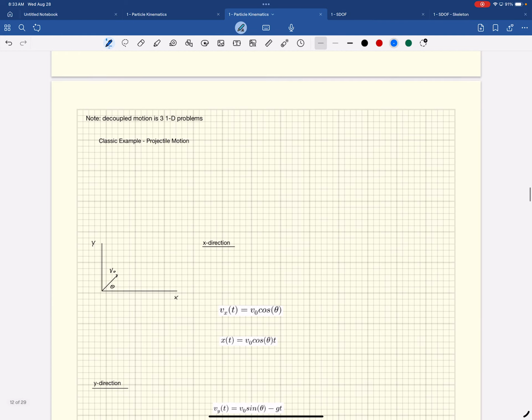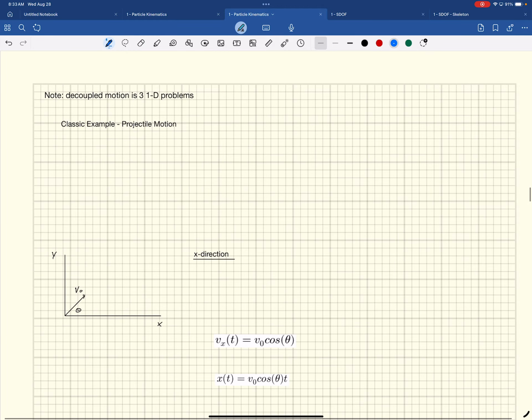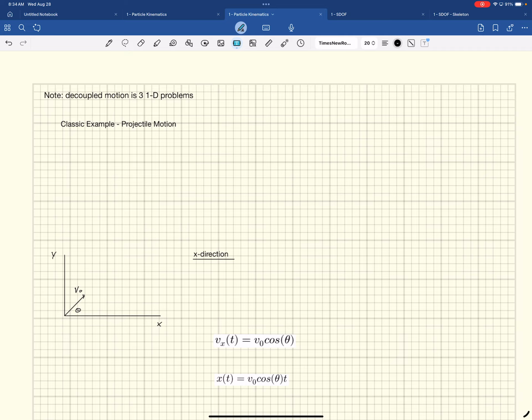All right. So note, decoupled motion is three 1D problems. I've said that multiple times, right? A very classic example when you're talking about decoupled motion like this is projectile motion, right? And these are fun. Projectile motions are fun, okay?